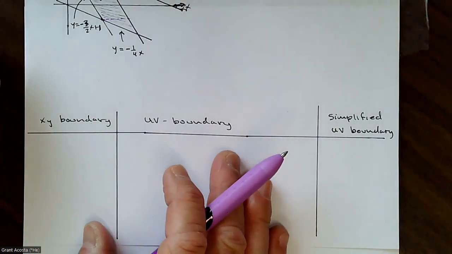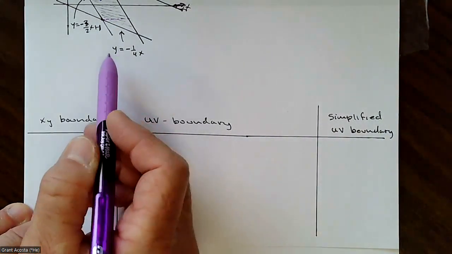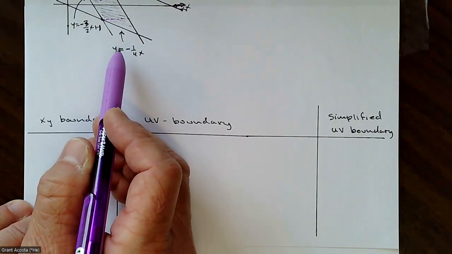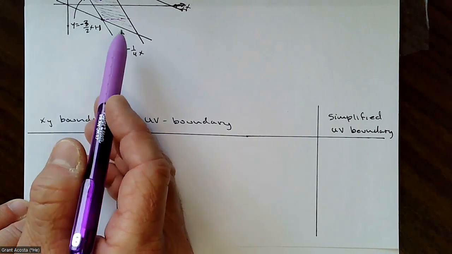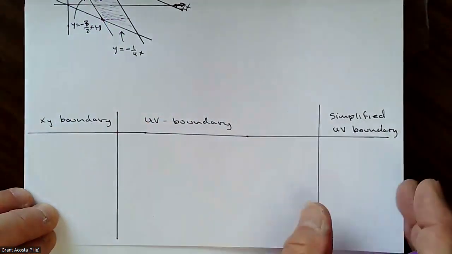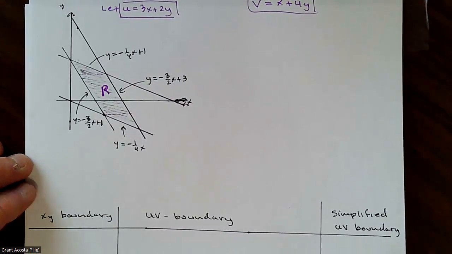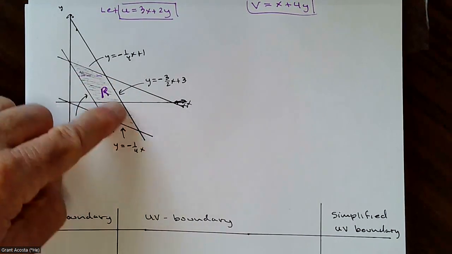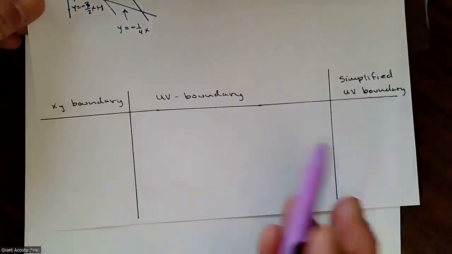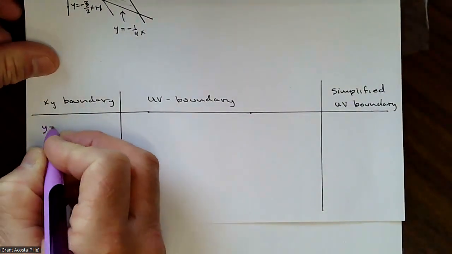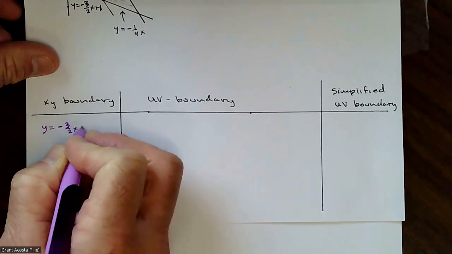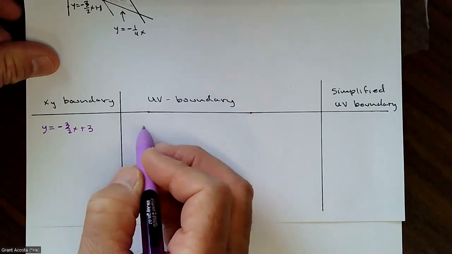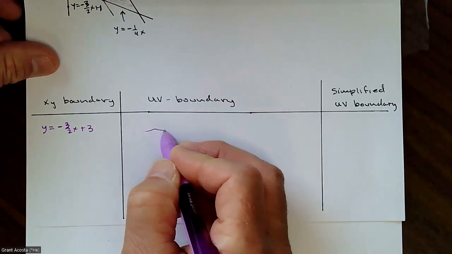And a lot of times, if you want to do it the brute force way, if I took one of these boundaries, for example, the upper boundary here, I guess it's the right boundary, y equals -3/2 x plus 3. We haven't found equations yet for y in terms of u and v, but you'd plug them in here and you'd get kind of a big mess.